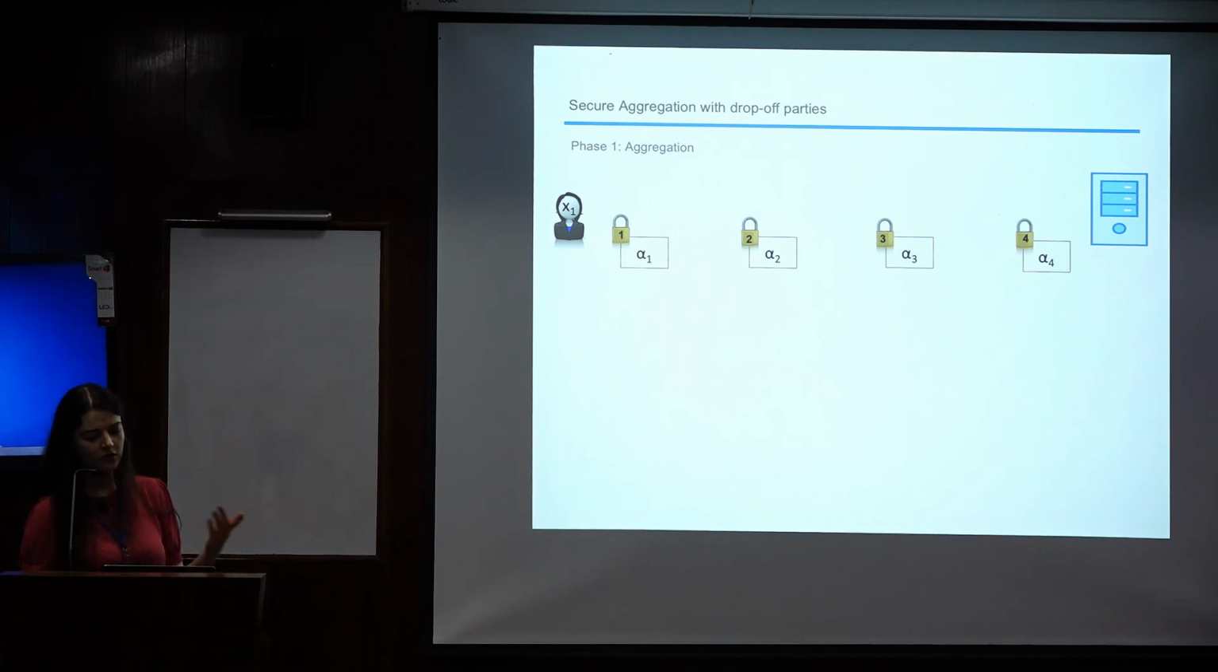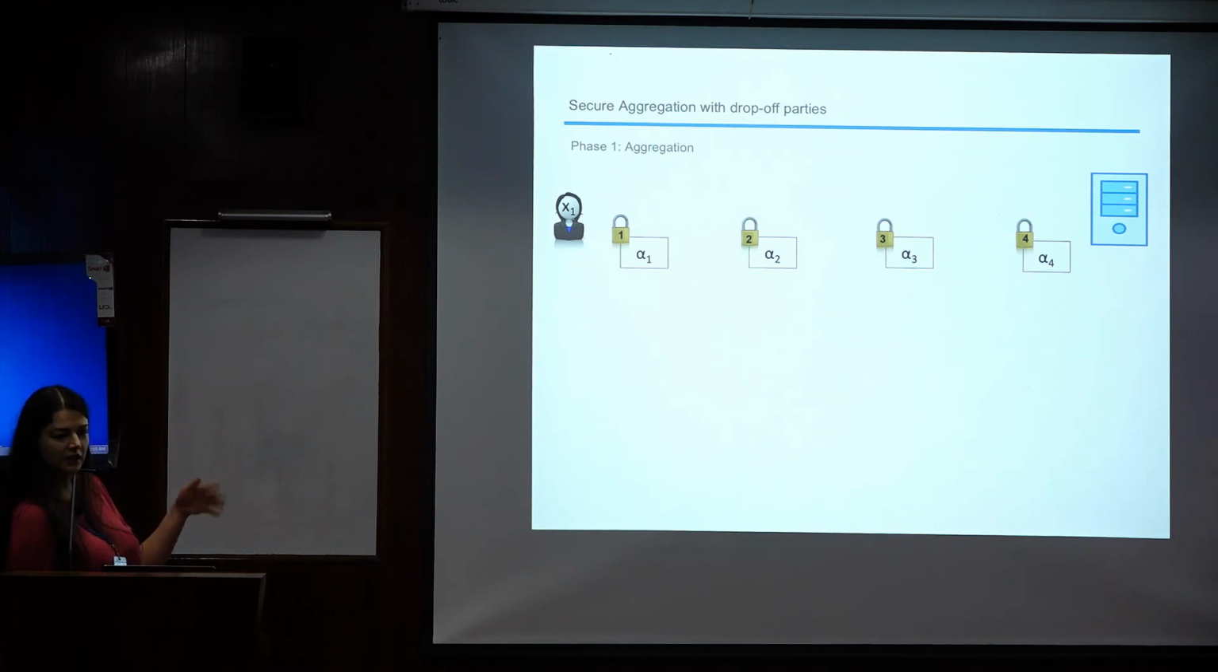So what you can do is use additive homomorphic encryption. Let's say every party has its own public key: party one has public key one, party two has public key two, party three has public key three. Basically, each party encrypts the different shares using the public key of the respective party. So it sends the second share to the second party, encrypted under the second party's key, and so on.